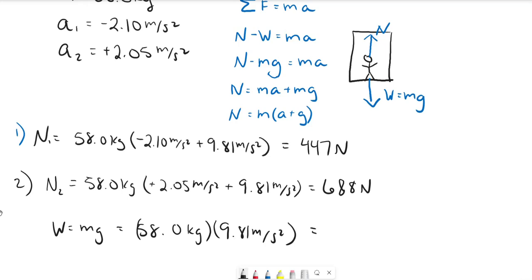So this is going to give us a weight of 569 newtons. So that means initially when we're feeling lighter, the normal force is less than the actual weight. And then in the second part, when we're feeling heavier, the normal force is bigger than the actual weight of the person. And that makes sense, right? You're going to feel heavier than what a scale would read, it's going to be higher. Whereas when you feel lighter, the scale is going to read something lower.